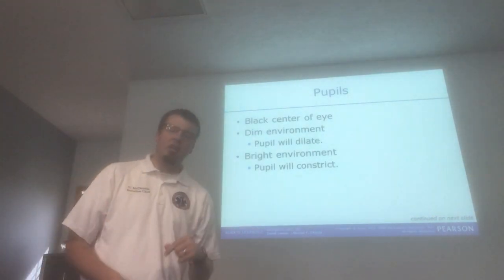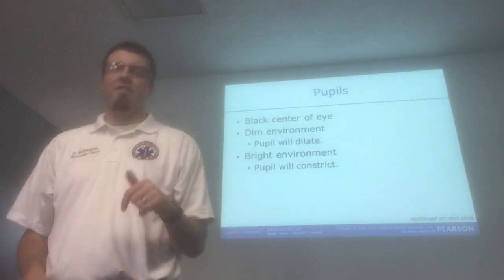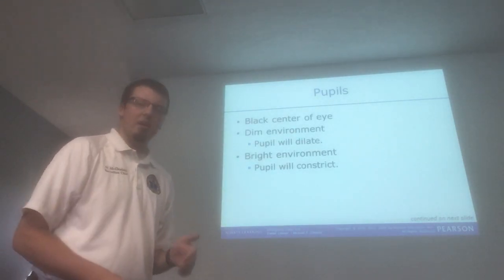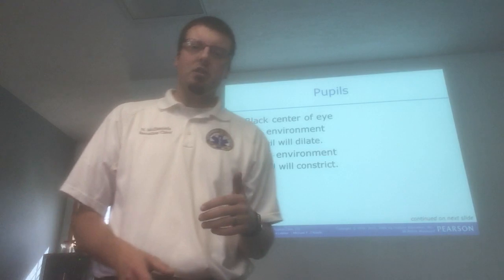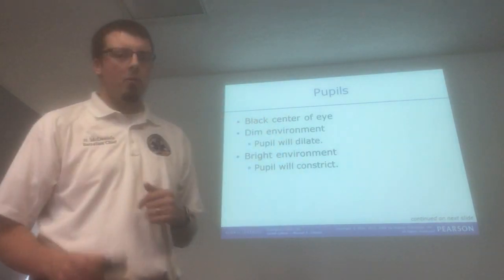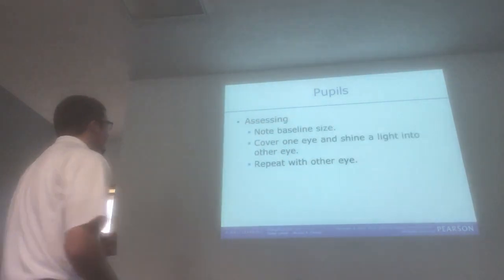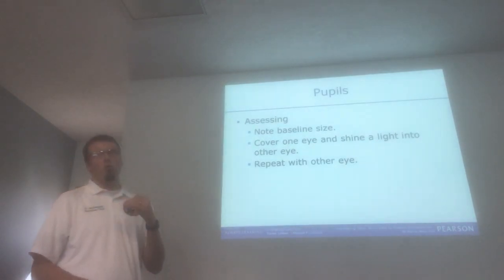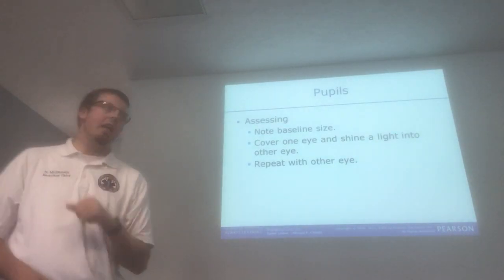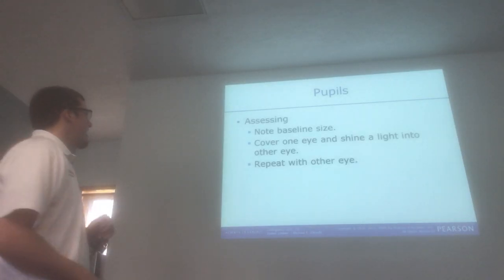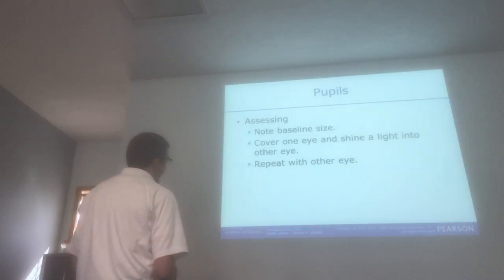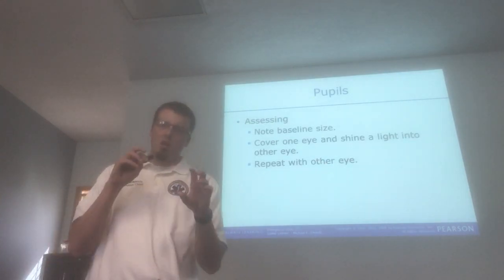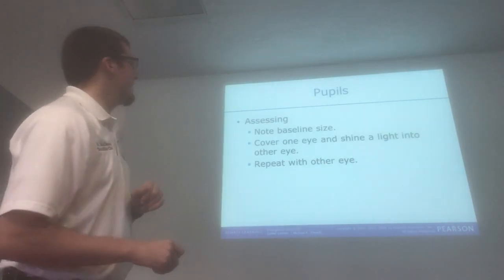You may be dehydrated. You may have drank a bunch of caffeine. I'm not sure. If you're really constricted, I'm thinking maybe you're on opiates. Maybe you have some pain medications that you're taking for whatever reason. So we have to monitor all those things. We're going to note the baseline size, okay? I'm going to note what your pupil should look like. We're going to cover one eye and shine a light into the other eye, and then we're going to repeat, right? And we're going to see if those pupils are adjusting and reacting appropriately to light.